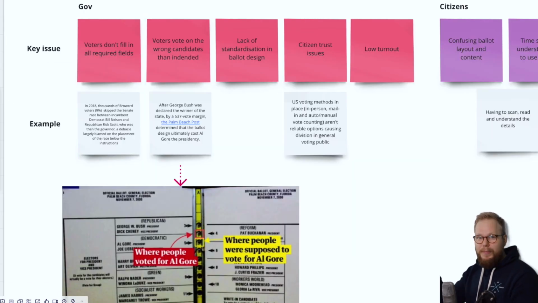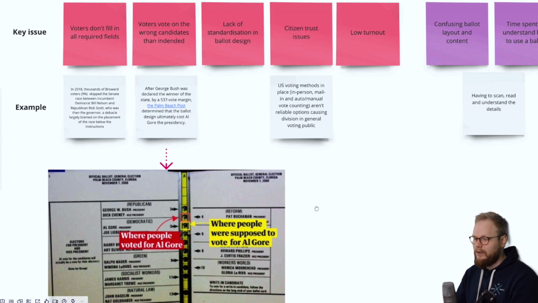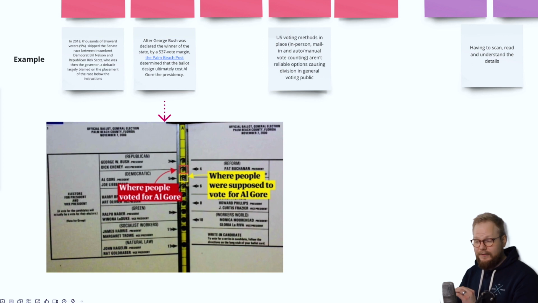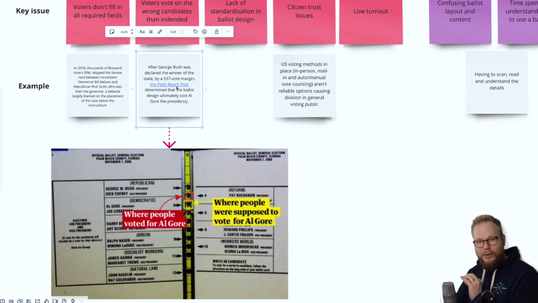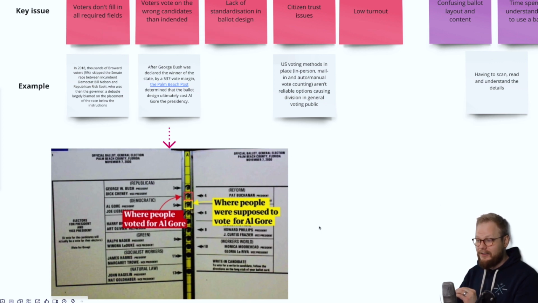Another issue, from a business and government perspective, is that if I want to vote for, let's say in this example, Al Gore, I would need to mark it in that specific section instead of the one above, which kind of lines up well in between George Bush and Al Gore. And so the result of that crappy design here, based on that report, by a 537 vote margin, Al Gore lost the presidency. This is how important the ballot system is and how flawed it can be. And it's not just in the US, it's everywhere around the world. So the opportunity to improve this is massive.